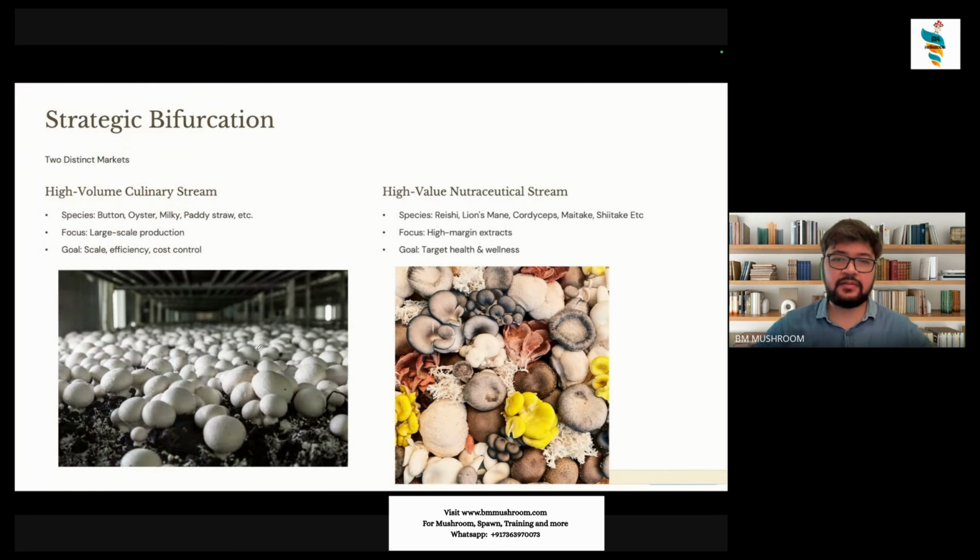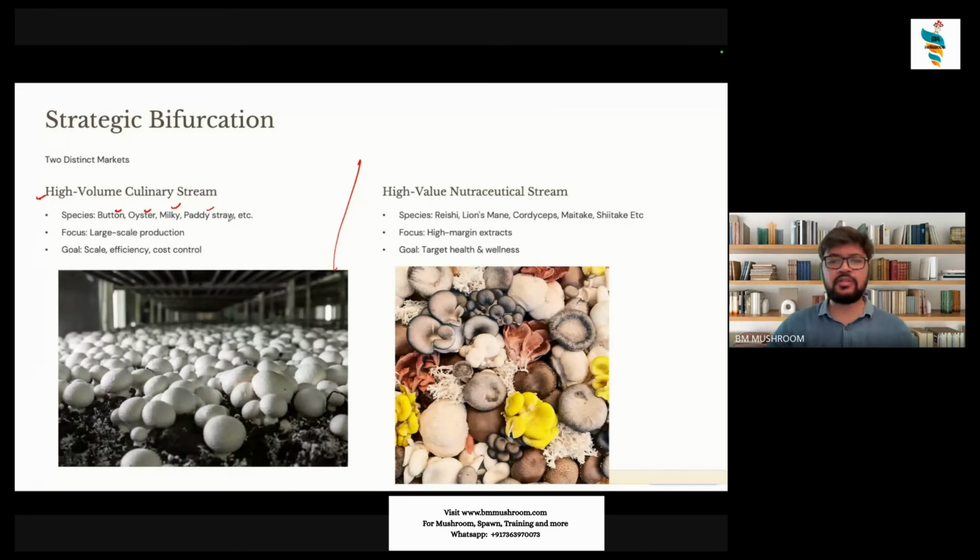Strategic bifurcation. Even though all mushrooms are gourmet, all mushrooms are medicinal, because every mushroom in itself is tremendous and a superfood. Still, at large, we can see mushrooms have been bifurcated into two strategic categories. One is, according to the market, the high volume culinary stream. See, there are specific varieties of mushroom which are more popular in restaurant chains and already consumed by bulk consumers, such as button mushroom, oyster mushrooms, milky mushroom, paddy straw mushroom, several other varieties.